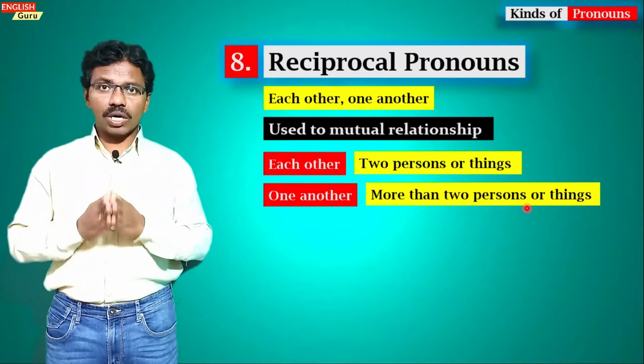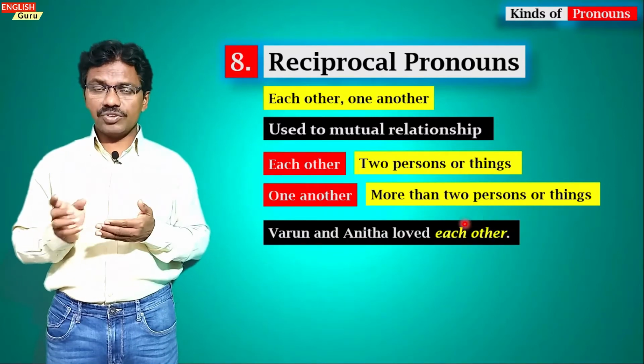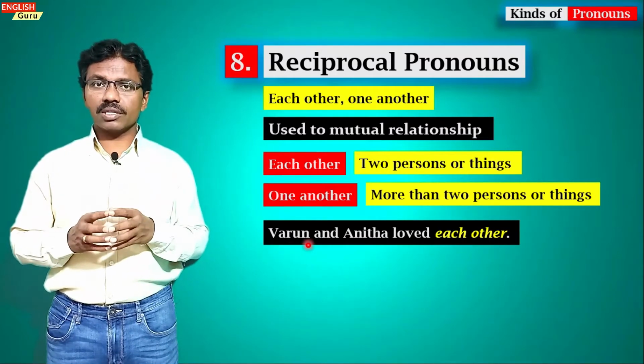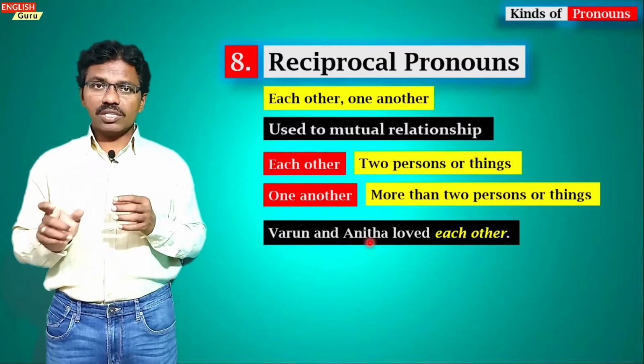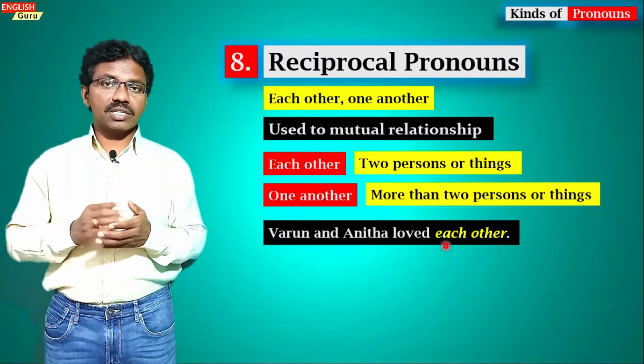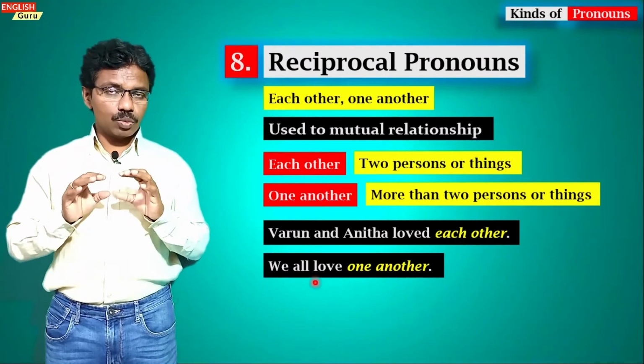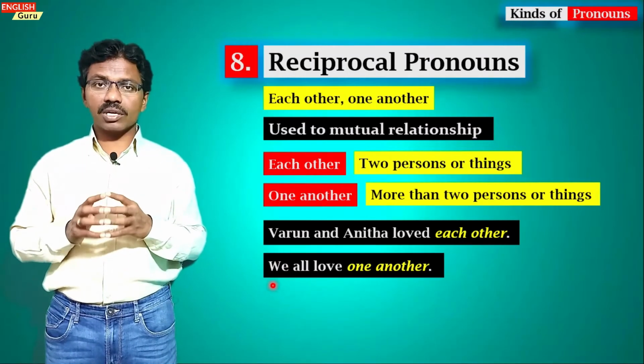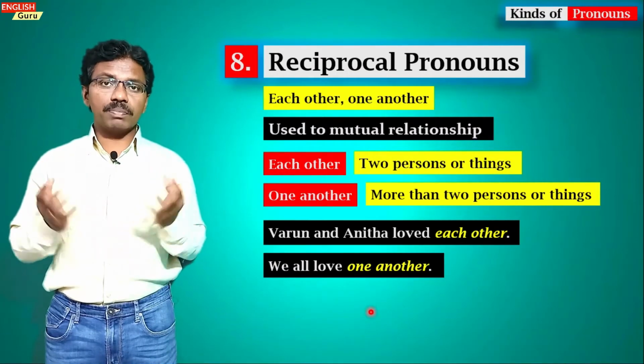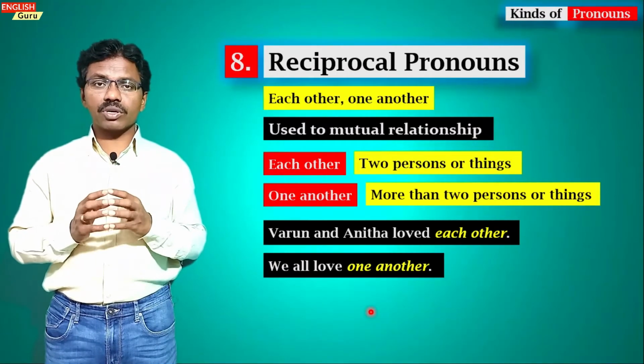And for example, Varun and Anita loved each other. Here only two persons are there, so each other we used. Each other is a reciprocal pronoun. Whereas in the next example, we all love one another. Here the word one another is referring to the relationship among all the people, so it is called reciprocal pronoun.